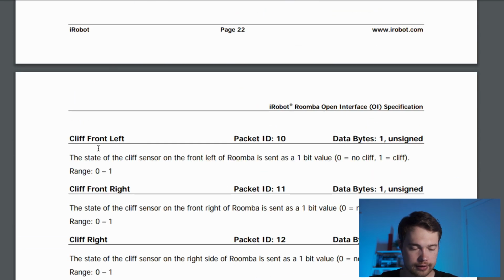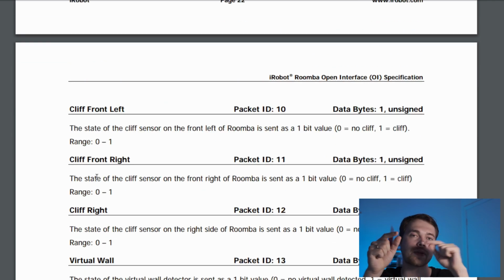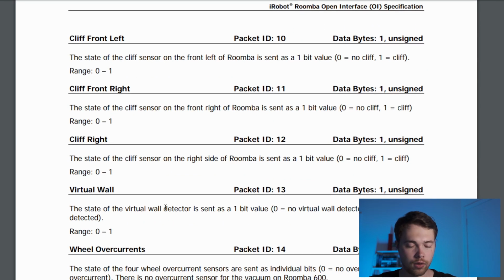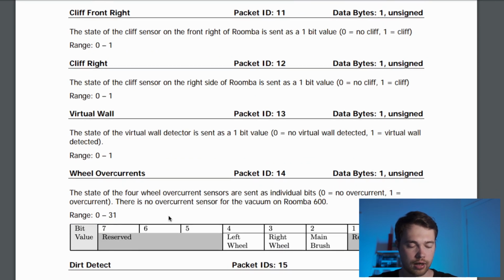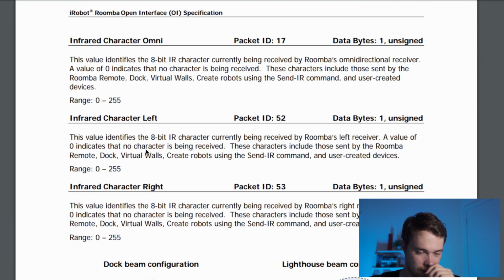Cliff left, cliff front left. Okay, so there are cliff sensors, which I showed you. Front left, front right. Virtual wall. Okay, we're not using this. Overcurrents, unlikely. Dirt detect, unlikely. Unused bytes. Okay.